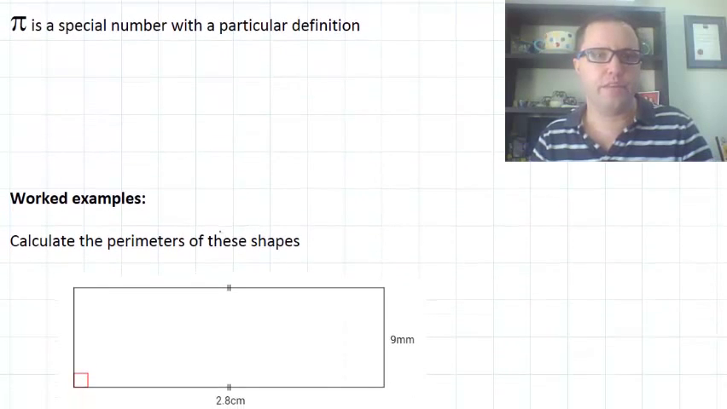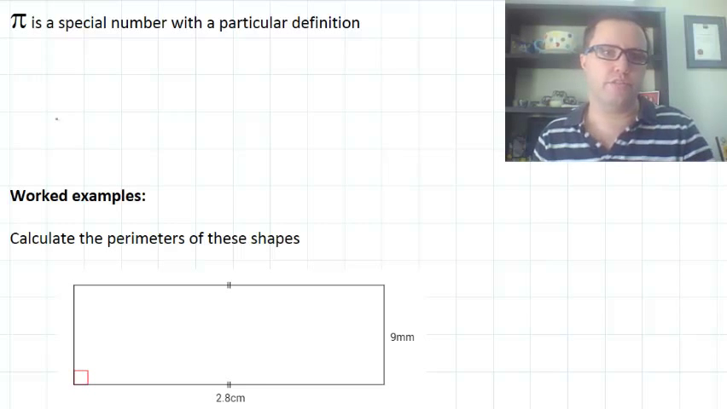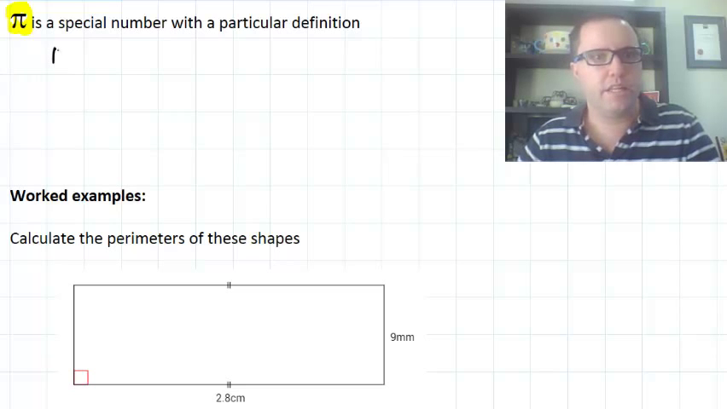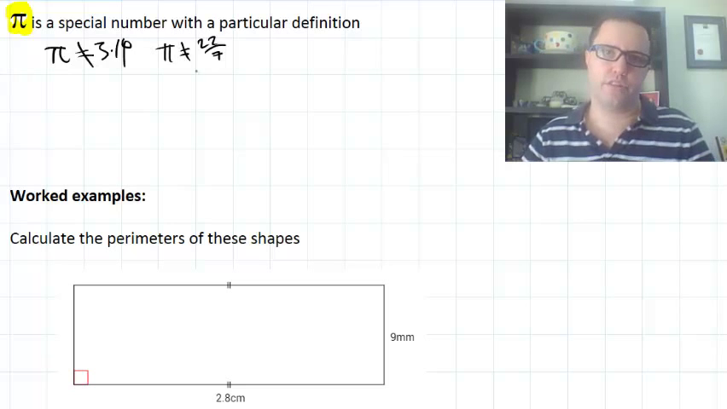We're also going to be introduced this unit to this idea of pi. Now you might have seen it before, you might have heard about it, but pi is a special number that has a special definition. So don't let anyone fool you by telling you that pi is equal to 3.14 or that pi is equal to 22/7. All of these things are approximations. They're not equal to either of those two things.